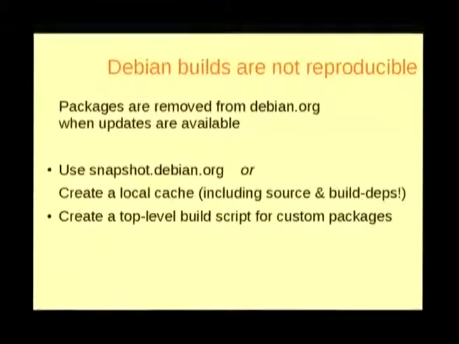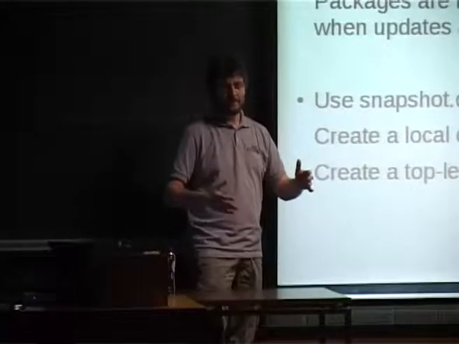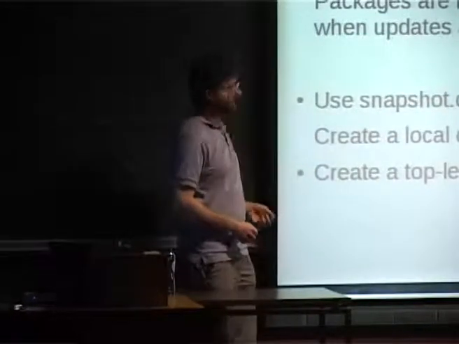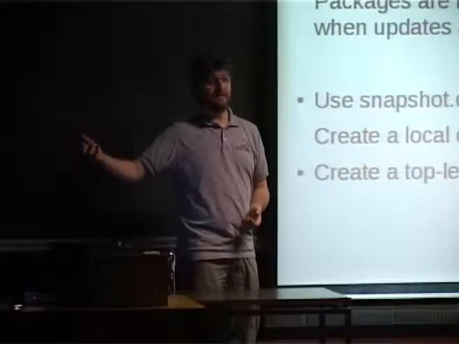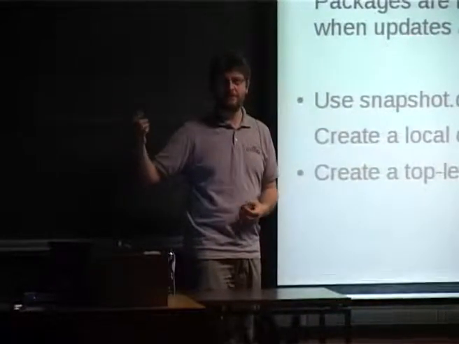So reproducibility. One important problem with reproducibility is that you install something now, and to install that, you get things from Debian.org, but then a year down the line, there have been upgrades, and so it's no longer on Debian.org. There's just a new version on Debian.org.